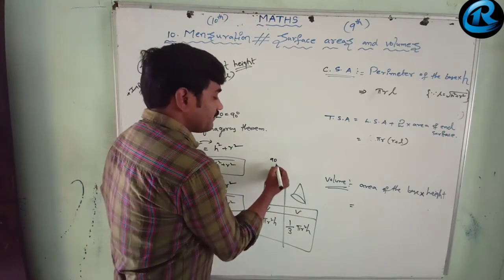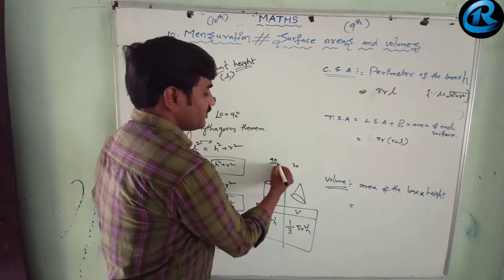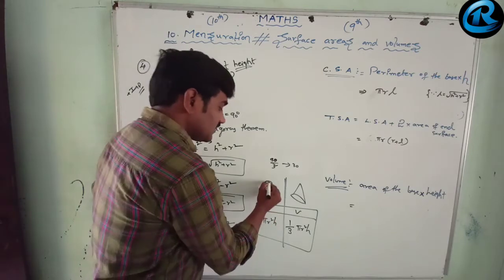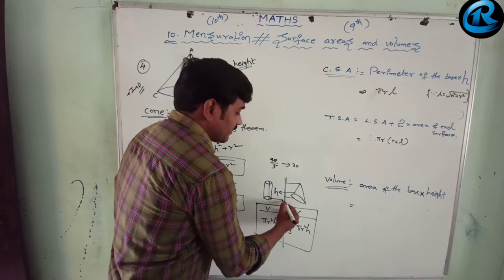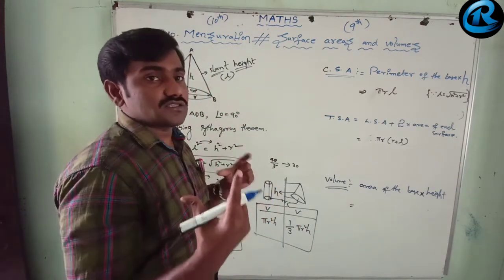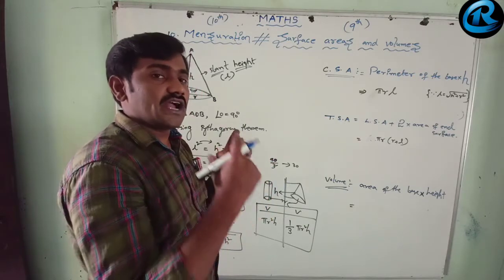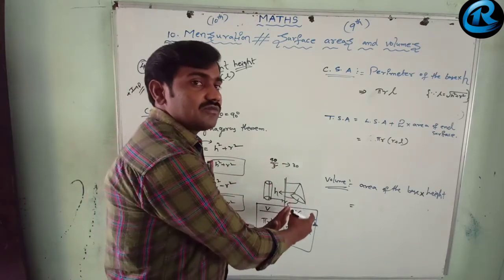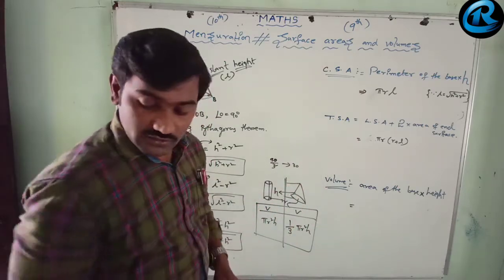Then volume 90 only, then volume 30 only. So then we have to divide by 3, we get this. But the condition is they should have the same height and the same radius. If a cylinder and a cone have the same height and the same radius, then the volume of the cylinder is 3 times more than the volume of the cone, or the volume of the cone is one third of the volume of the cylinder. This you have to remember.